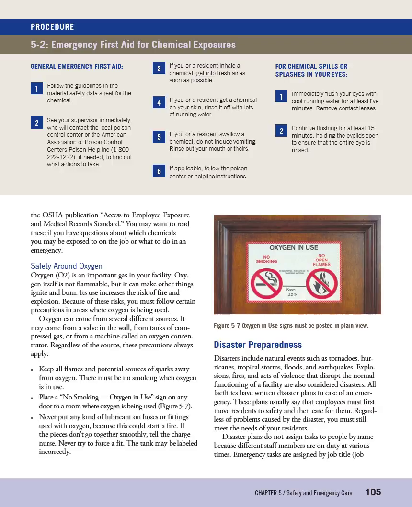Safety around oxygen. Oxygen, O2, is an important gas in your facility. Oxygen itself is not flammable, but it can make other things ignite and burn. Its use increases the risk of fire and explosion. Because of these risks, you must follow certain precautions in areas where oxygen is being used. Oxygen can come from several different sources. It may come from a valve in the wall, from tanks of compressed gas, or from a machine called an oxygen concentrator. Regardless of the source, these precautions always apply.